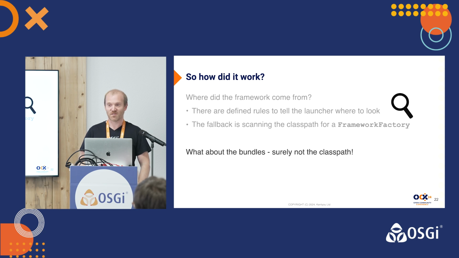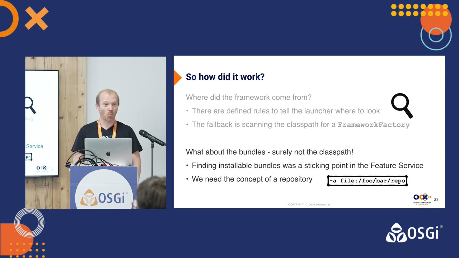So what about the bundles? We do not just look on the class path for bundles, don't worry. This is one of the things that was a sticking point when originally defining the feature service, and why it took a little while to get a result on what we wanted from a management agent, which is we need the concept of a repository from which we can find these things. And that's why you saw we had this -a flag in the command, where we had a URI pointing, in this case, at a folder on my laptop, because I was told that the Wi-Fi here might not be great. It's the first year that they've been here, and I thought I'd better off not trying to pull things from the sky.